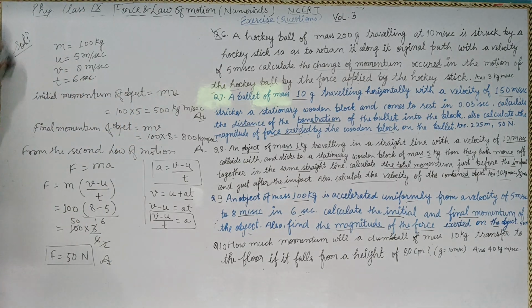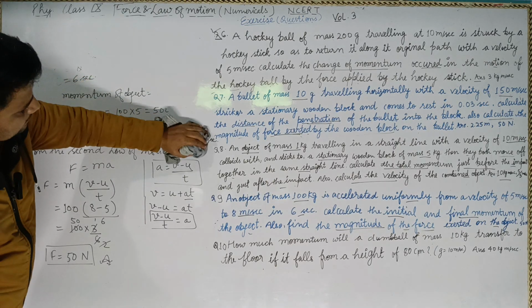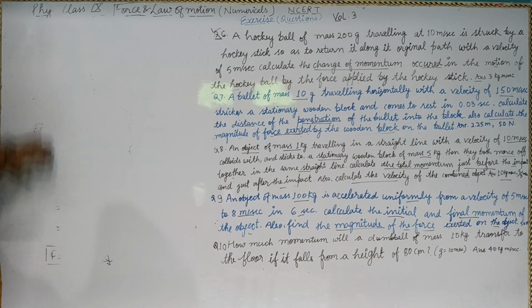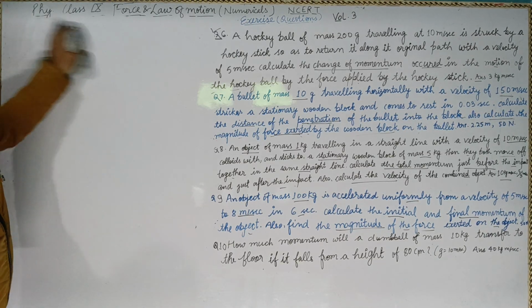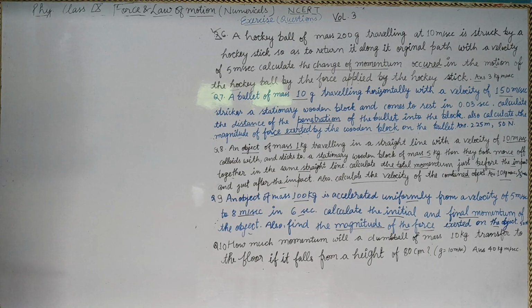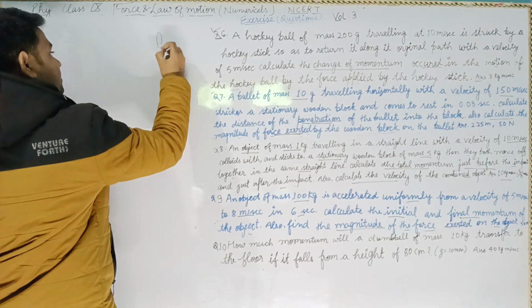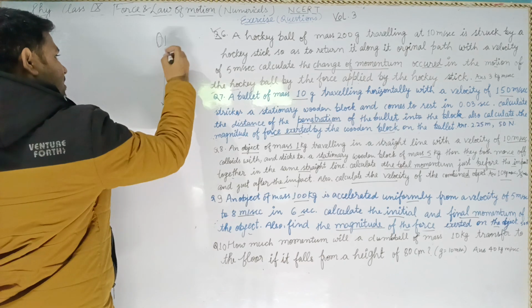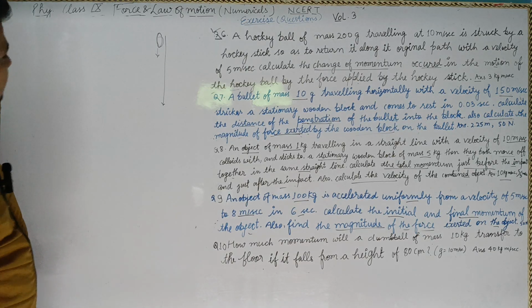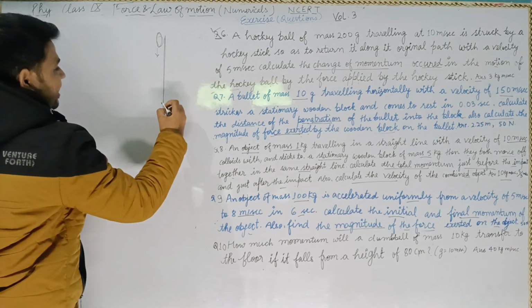The last question of this exercise or this chapter is given. This is a very easy question. How much momentum will a dumbbell of mass 10 kg transfer to the floor if it falls from a height of 80 centimeter? It is a dumbbell, a block. It is dropped from a height of 80 centimeter.